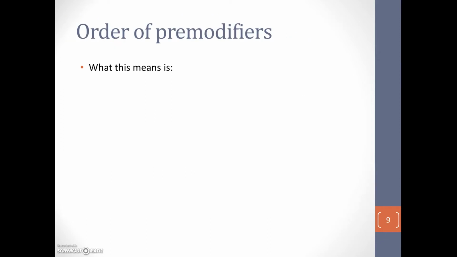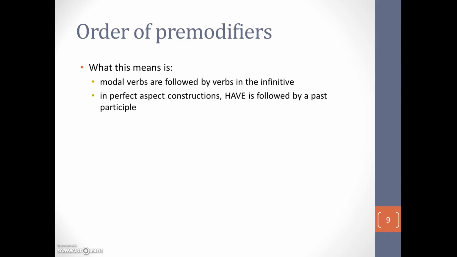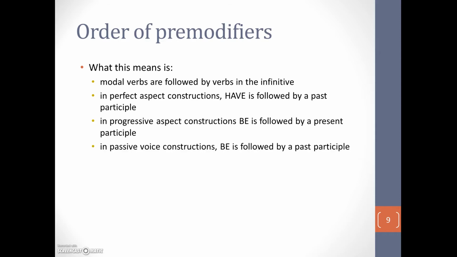So what it means is that modal verbs are followed by verbs in the infinitive, and we saw that, right? Because you saw it said plus infinitive. So if you just have a modal verb and then the main verb, it means that the main verb has to be in the infinitive. So in perfect aspect constructions, have is followed by a past participle. In progressive aspect constructions, be is followed by a present participle. In passive voice constructions, be is followed by a past participle.